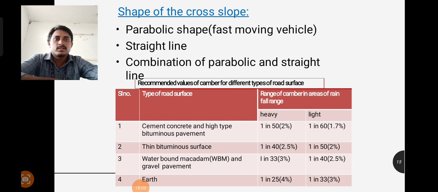Below the combination of parabolic and straight line, there is a table given. It shows how much cross slope is provided for cement concrete or bituminous pavement, how much for thin bituminous surface, and how much camber is provided for water bound macadam surface and gravel road. There is a table given, with IRC recommendations in that table.